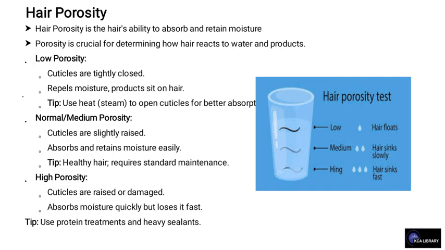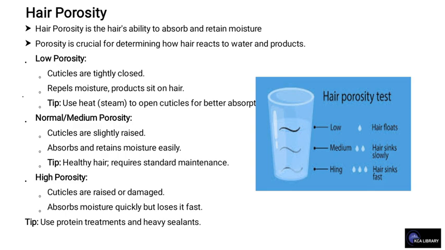Hair porosity. This is another core aspect in understanding hair. Hair porosity is the hair's ability to absorb and retain moisture. Porosity is crucial for determining how hair reacts to water and to products. For low porosity hair, the cuticles are tightly closed. It repels moisture and product sits on the hair. The tip is to use heat to open the cuticle for better absorption.